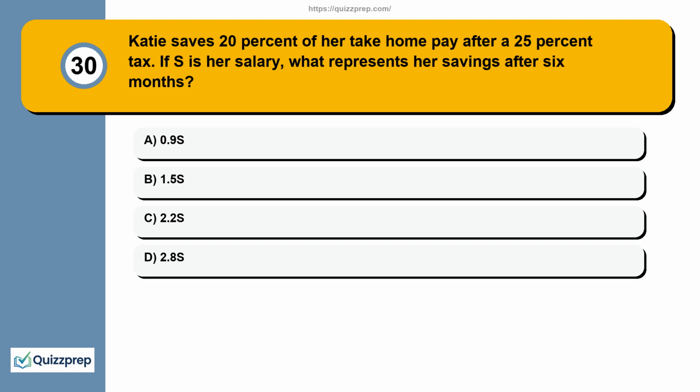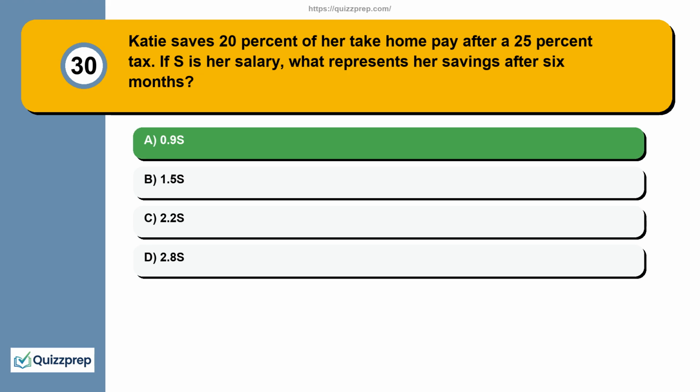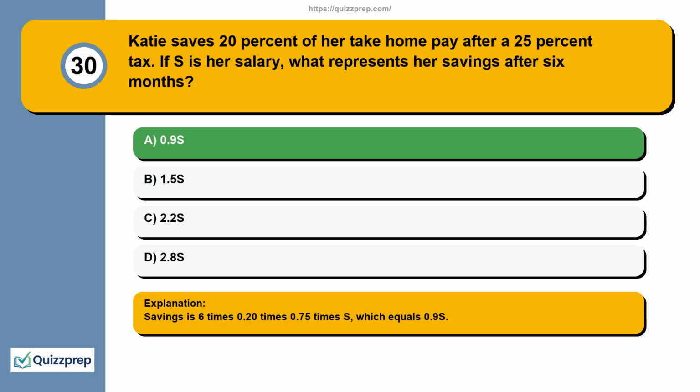Question 30. Katie saves 20% of her take-home pay after a 25% tax. If S is her salary, what represents her savings after 6 months? 0.9s, 1.5s, 2.2s, 2.8s. Savings is 6 times 0.20 times 0.75 times s, which equals 0.9s.